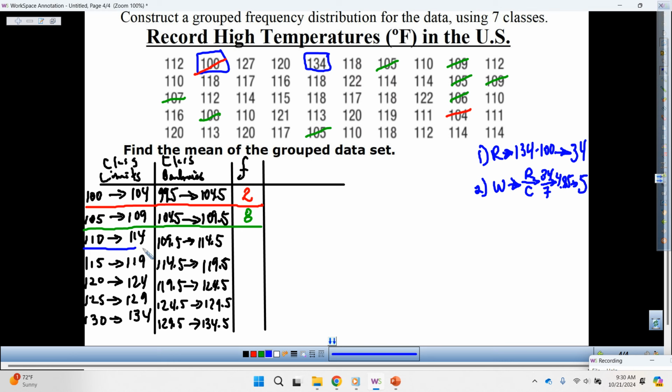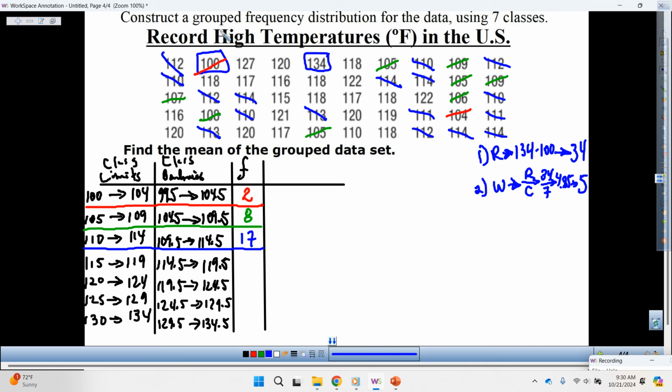Next one. 110 to 114. We got 1, 2, 3, 4, 5, 6, 7, 8, 9, 10, 11, 12, 13, 14, 15, 16, 17. Did I miss anything? We good?